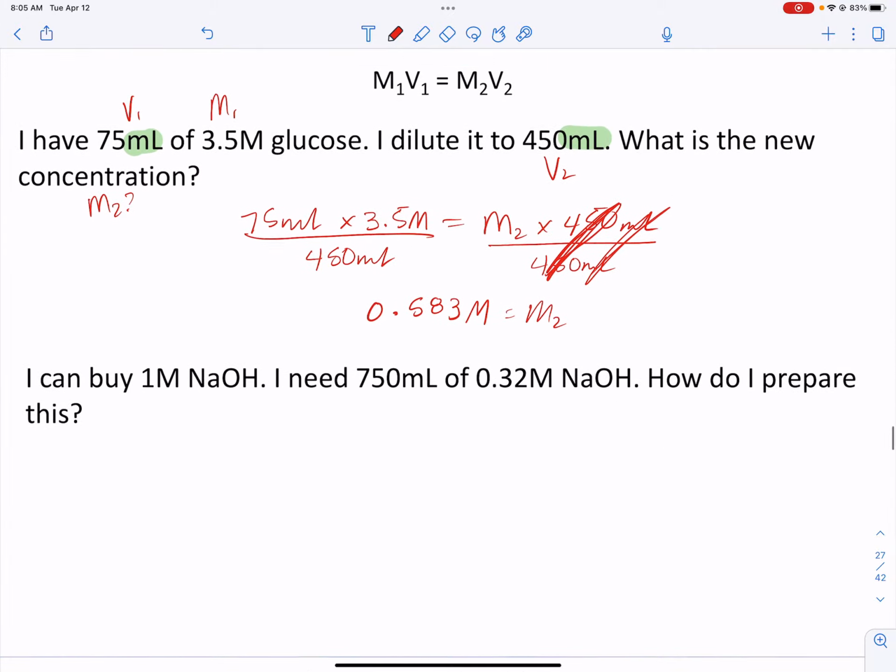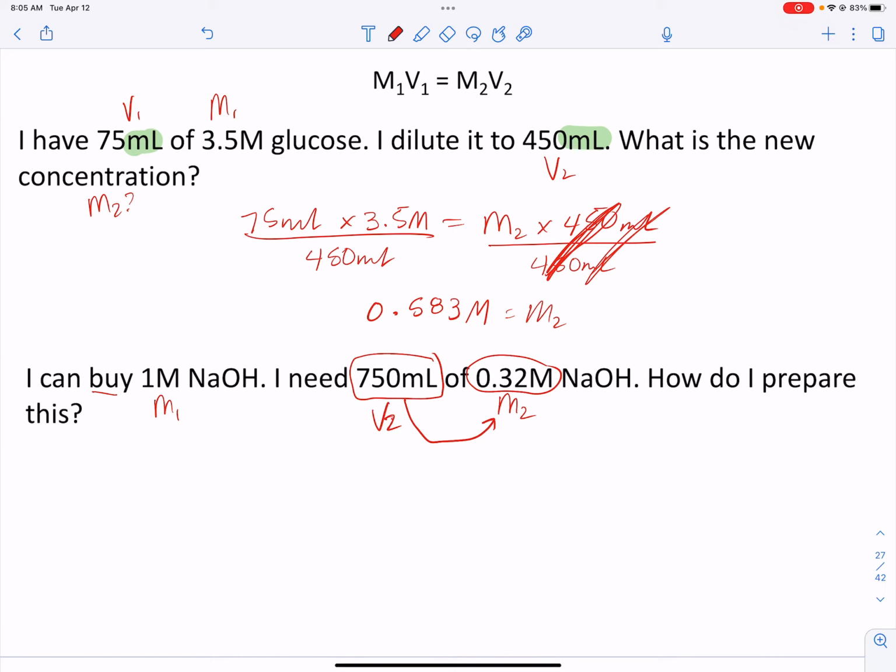All right, one more dilution problem. It says I can buy 1 molar NaOH. I need, so if what you can buy, this is probably your stock concentration. So this is going to be M1. I need 750 milliliters of my new concentration, this is M2, of NaOH. How do I prepare this? Okay, this is the first volume listed in the problem, but it's tricky here because this volume is for M2. I need 750 milliliters of this new concentration. So this is actually V2. That volume goes with that concentration.